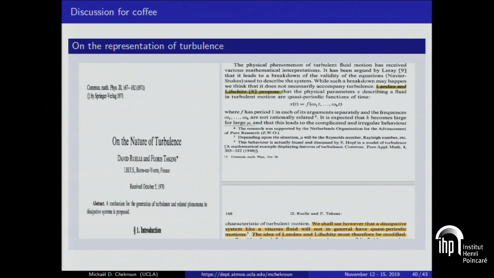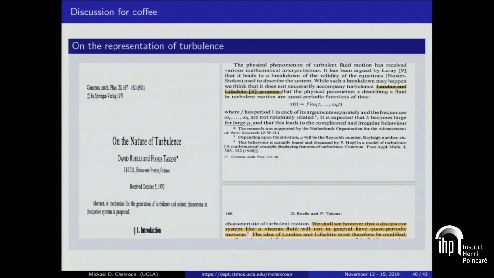There is this great paper that we all know from Ruelle and Takens on the nature of turbulence. And Landau and Lifshitz, as they reminded us, had proposed that turbulence was a quasi-periodic motion with many, many oscillators. And they say, based on their results, that we shall see, however, that the dissipative system, like a viscous fluid, will not in general have a quasi-periodic motion. This is the so-called breakdown of quasi-periodic tori. The idea of Landau and Lifshitz must therefore be modified.